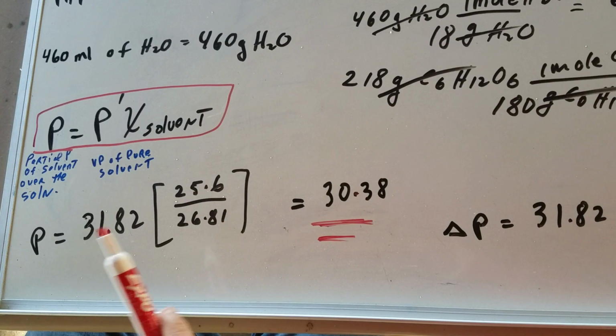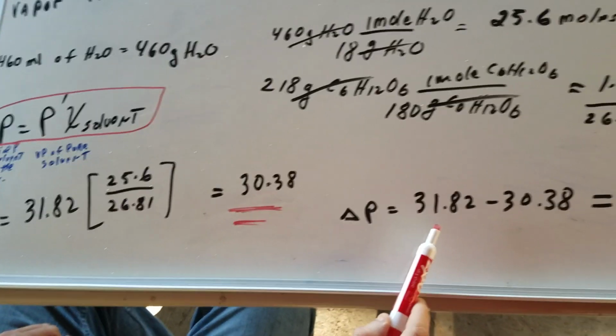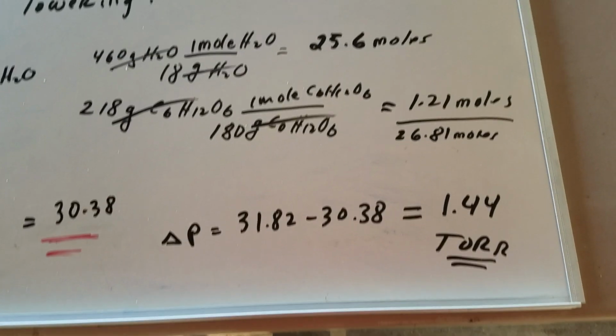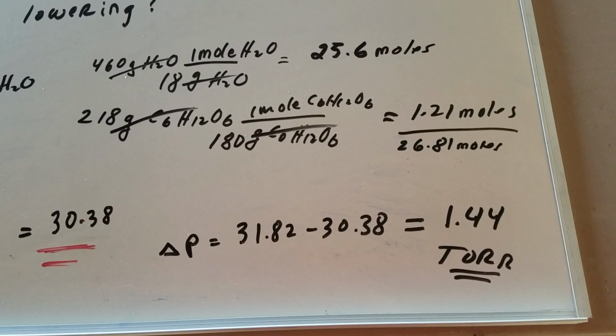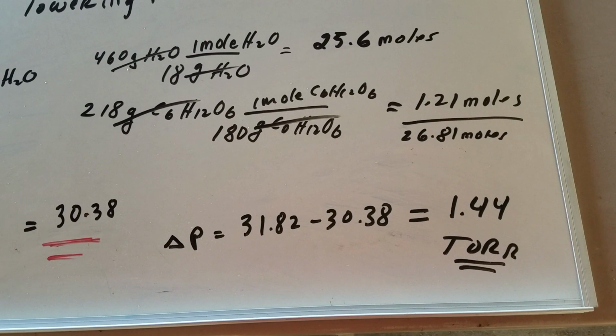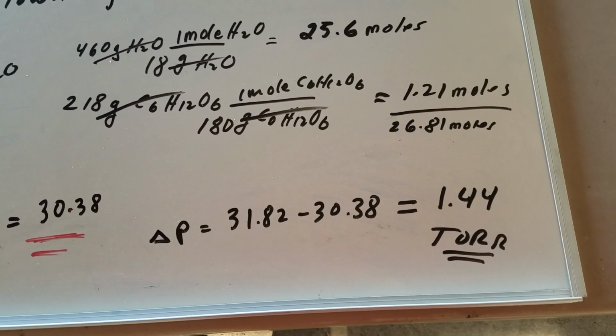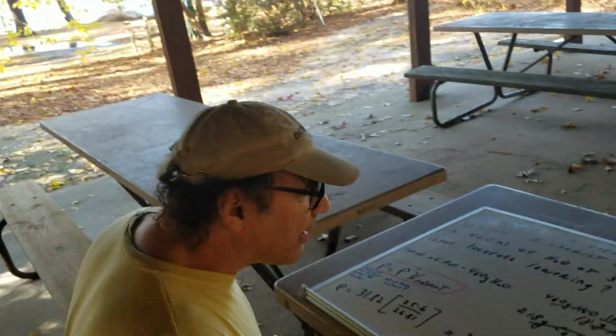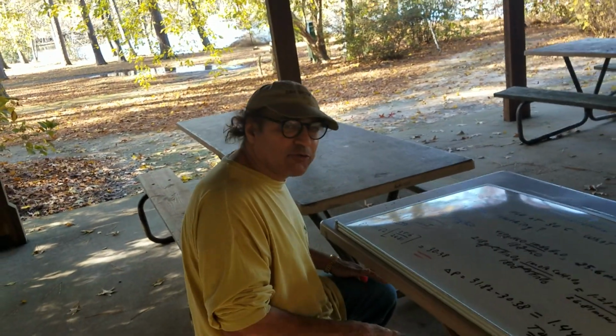But we want the vapor pressure lowering, so that change in pressure will be 31.82 minus 30.38. The difference is the lowering, which is 1.44 torr. And as you can see, the vapor pressure has changed by this amount. I hope this helps on a really good problem that you're likely to see on the actual DAT exam.